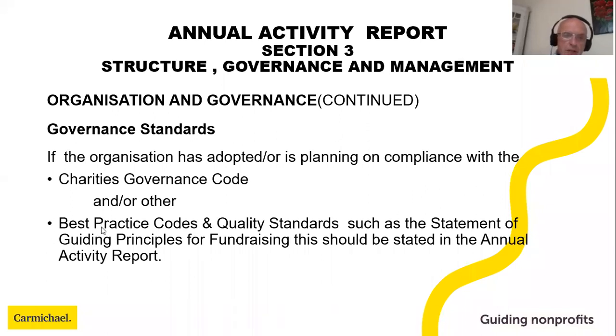Again, there are other best practice codes and quality standards, such as the Statement of Guiding Principles for fundraising. And if you had fundraising during the year, did you comply with the guiding principles? This should be stated in your annual activity report. Again, for those who are publicly funded, for example, you may have other standards, and you need to be able to make the statement of what they are, and that you are in compliance with them.